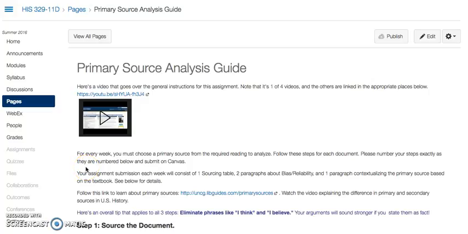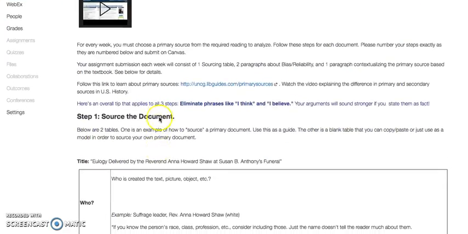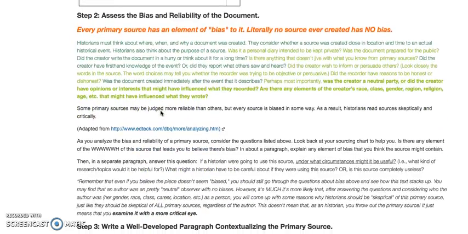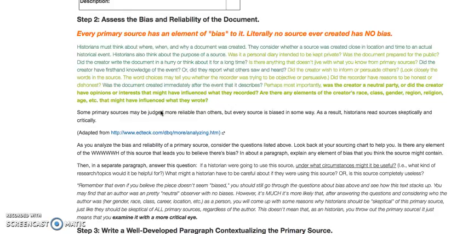Next, let's look at step 2 of the primary source analysis. Once you have sourced the document, then you're going to think about the elements of bias and how reliable the document actually is. So after historians have thought about where and when and why a document was created, they need to think about what the purpose of it is.